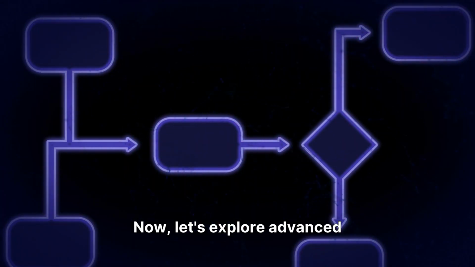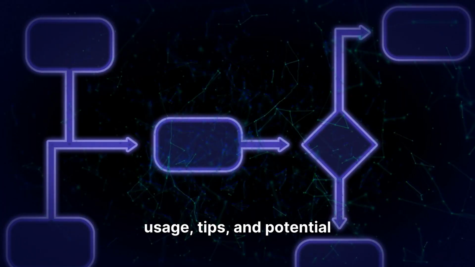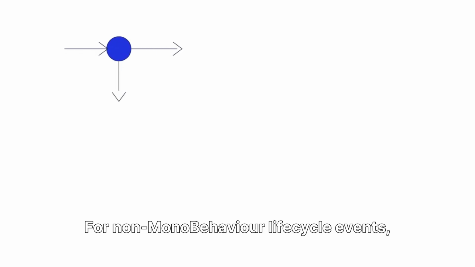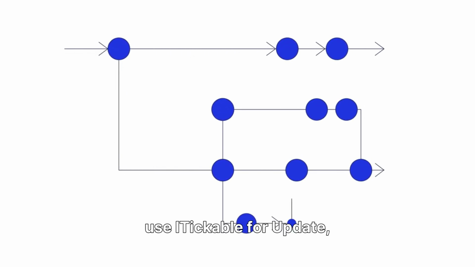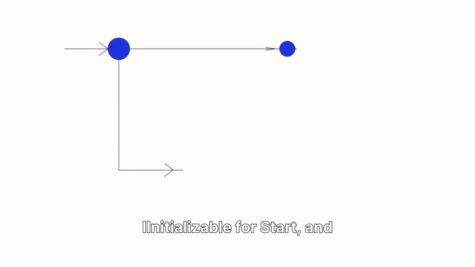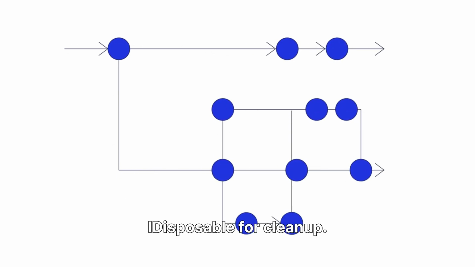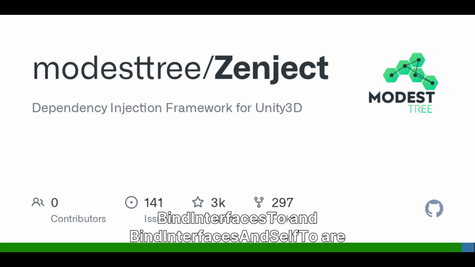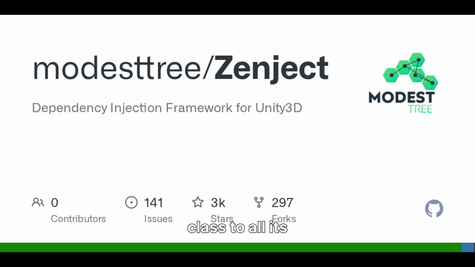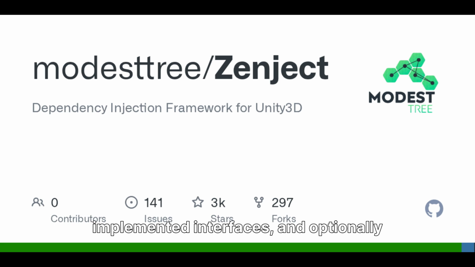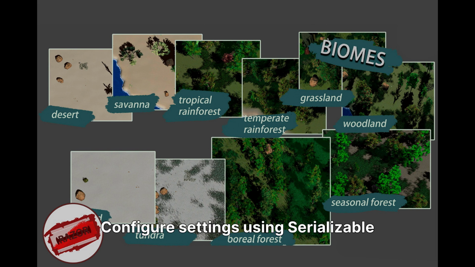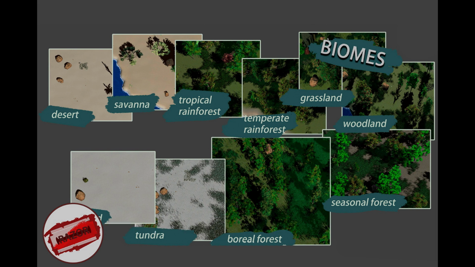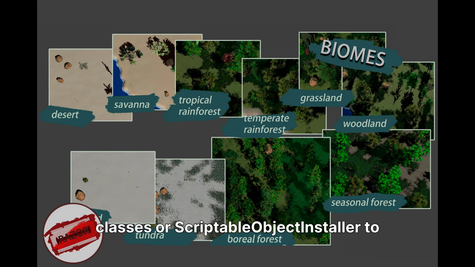Now, let's explore advanced usage, tips, and potential pitfalls. For non-MonoBehaviour lifecycle events, use ITickable for Update, IInitializable for Start, and IDisposable for cleanup. BindInterfacesTo and BindInterfacesAndSelfTo are shortcuts to bind a class to all its implemented interfaces and optionally to itself. Configure settings using serializable classes or ScriptableObjectInstaller to expose them in the Unity Inspector.